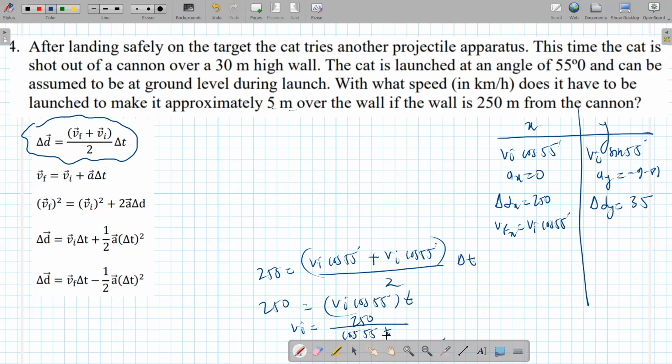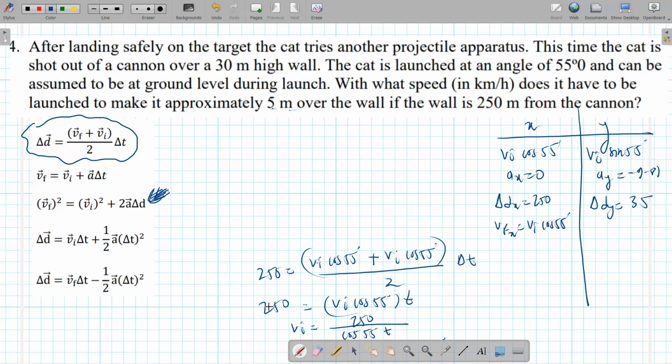Oh, so don't you just use the sine 55? Yeah, we use the sine 55. So now we're going to focus on the y. We're going to get an equation that has VI and t in it, okay? So what can we use? We have to use something with a d on it. So I'm going to use this one.